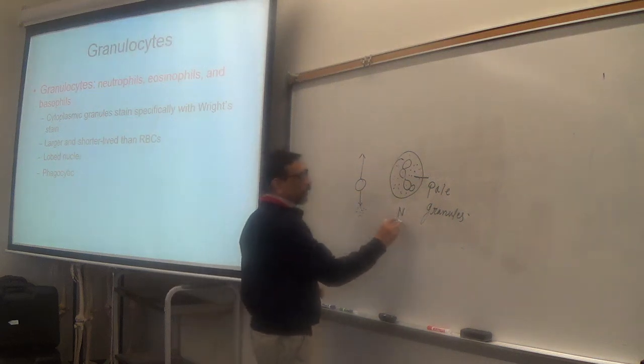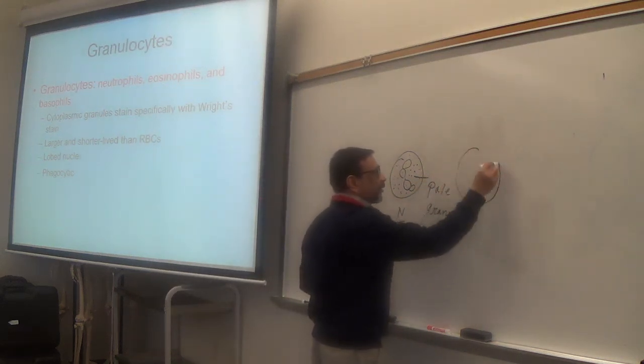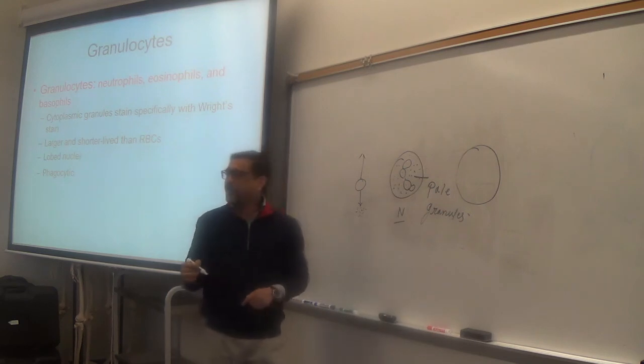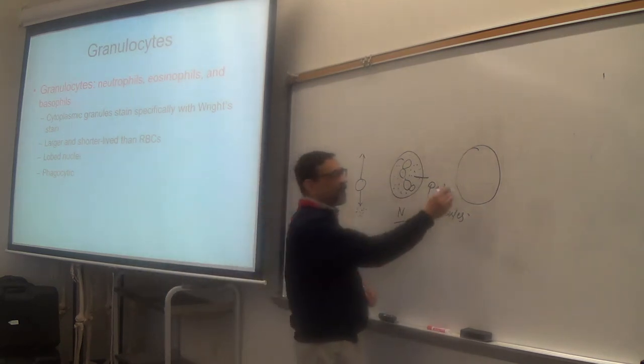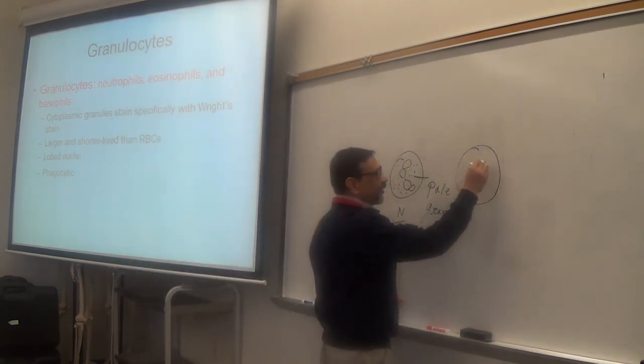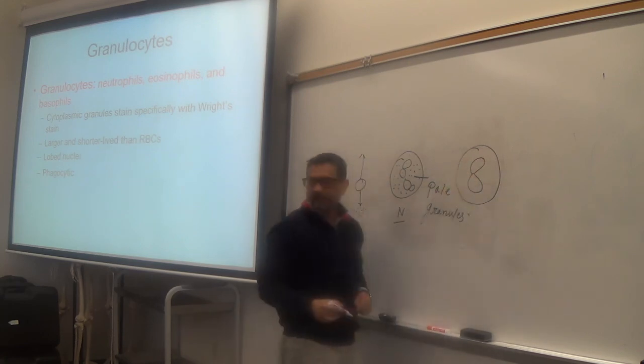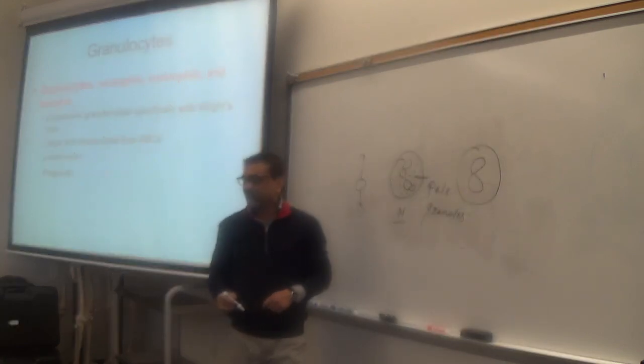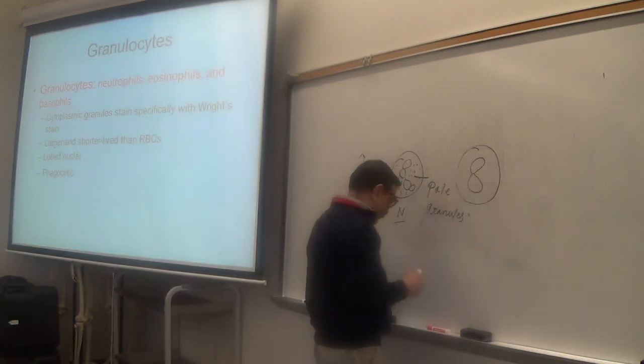So that is neutrophil. If you see an eosinophil, it is also a granulocyte. The nucleus is bilobed, 2 lobes. And now the granules.